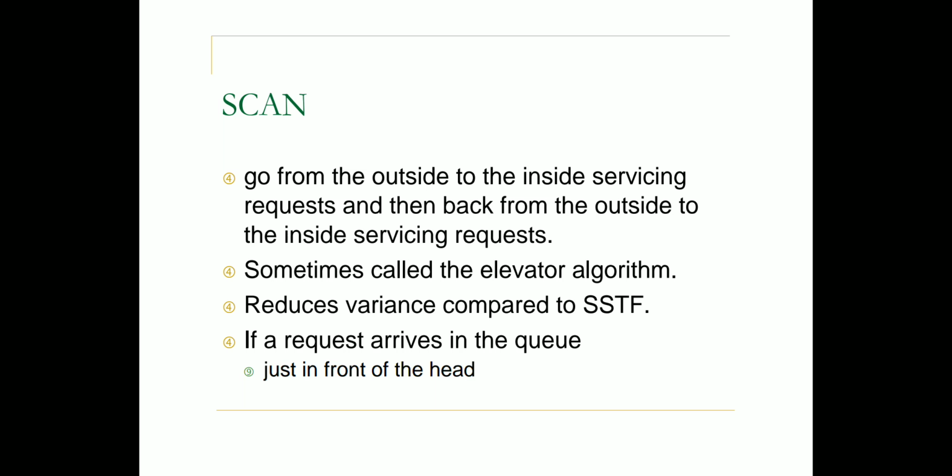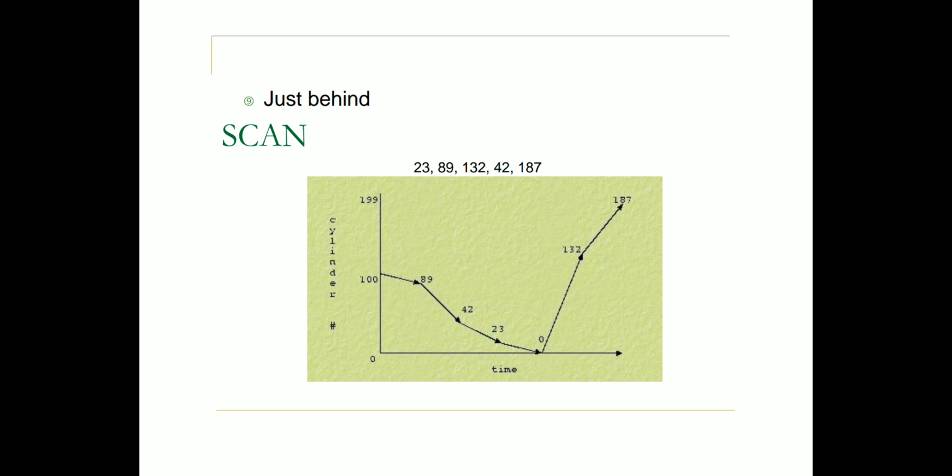So it goes from the outside to the inside servicing requests, and then back from the inside to the outside servicing requests. That's why this algorithm is known as the elevator algorithm. It reduces variance compared to SSTF. A request may arrive in the queue just in front of the head or just behind. As you can see, from 100 we go to 23, 89 and 42 first, then again start from 0 with 132 and 187.